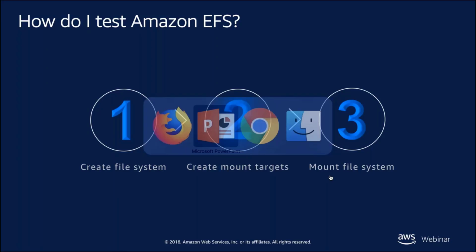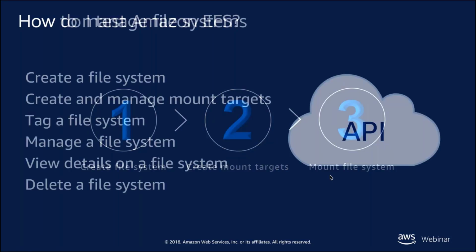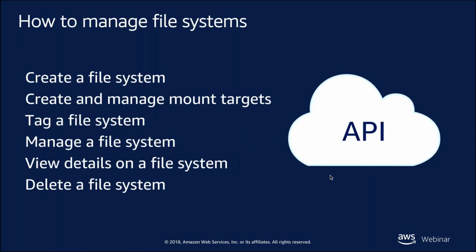So let's go back to the presentation, and we'll talk about the API calls that are available to manage a file system. As you already saw, there are some API calls to create a file system and to create and manage mount targets. Those were executed on my behalf as a part of the wizard that I used within the management console. There are also API calls to tag a file system, to manage the file system after the fact.